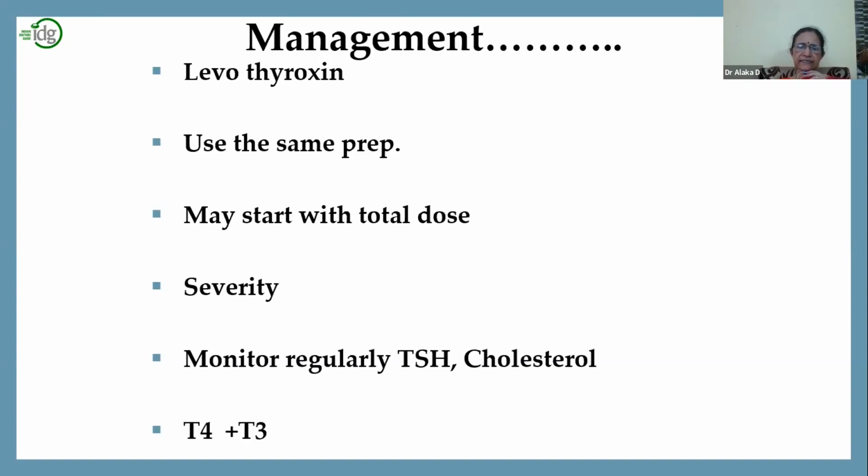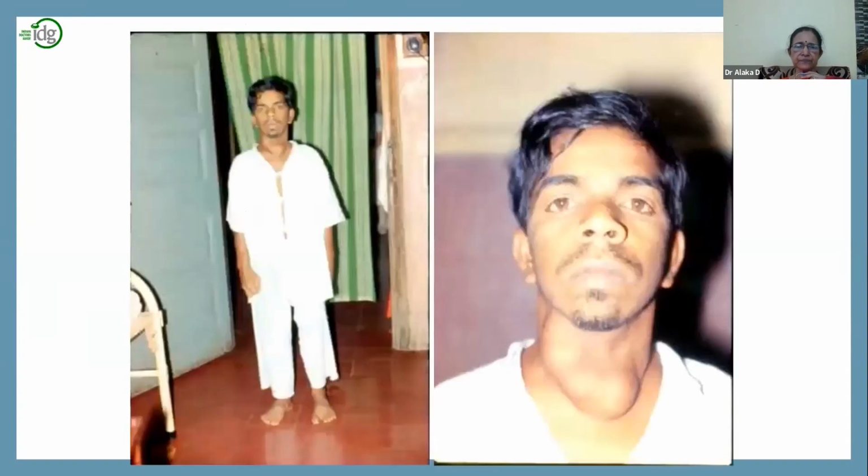Monitor serum TSH regularly, and in hypothyroidism the cholesterol is high. Therefore, initially when you have diagnosed hypothyroidism, get the serum lipids done. If the cholesterol is very high, then you can start cholesterol lowering agents. And T4 and T3 you will also measure once in a while, once the hypothyroidism is controlled.